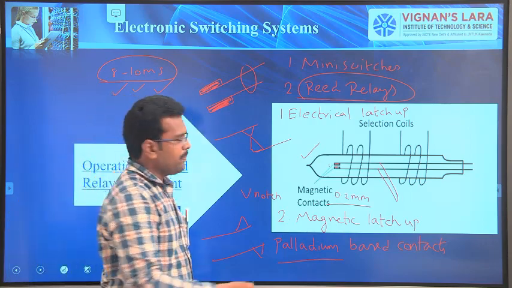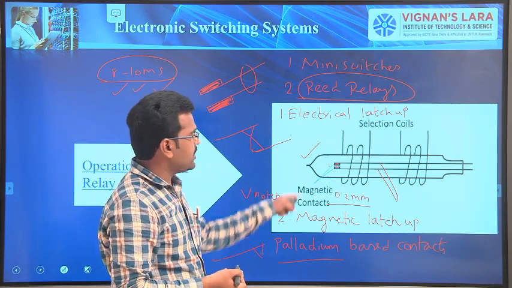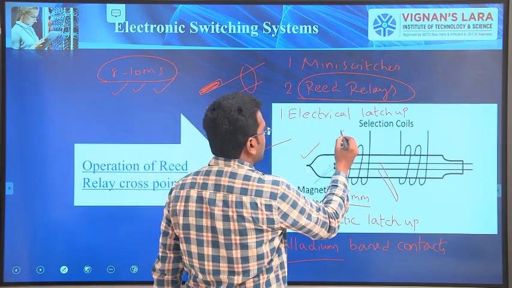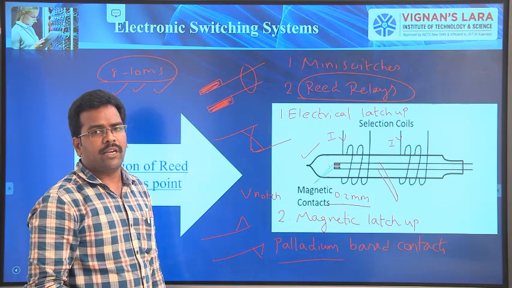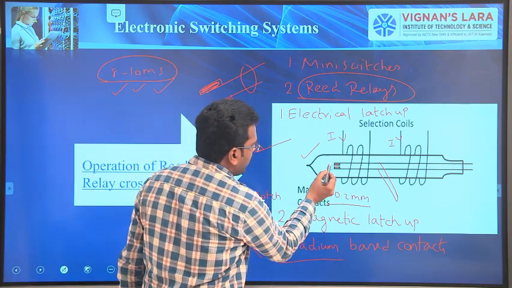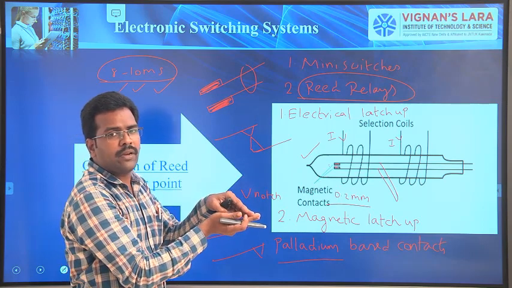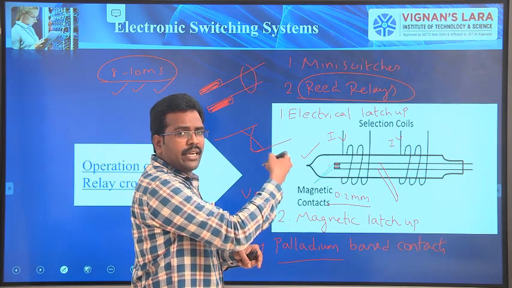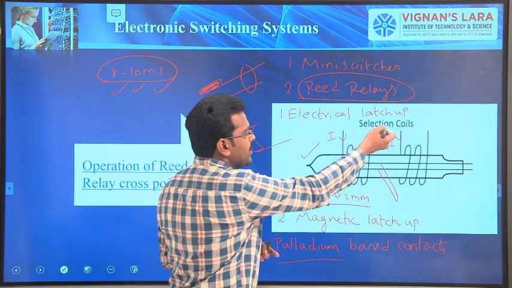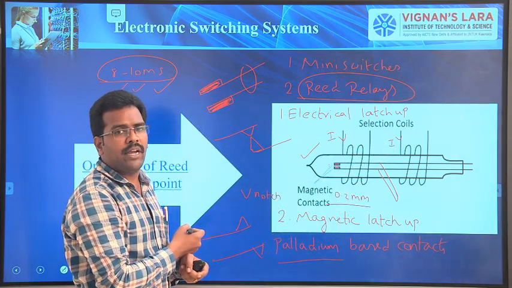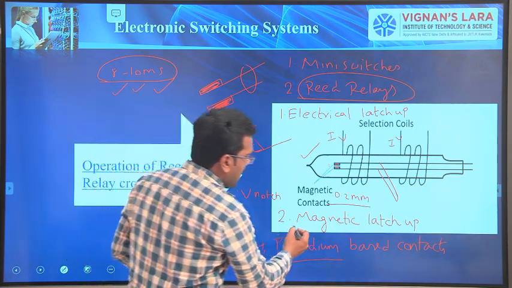In case of electrical latch-up, we are going to place two windings on this glass seal. By passing current through these coils simultaneously, we create a magnetic field. Because of this magnetic field, these two contacts come closer and create an electrical contact. In this case, the drawback is that until the connection is active, we have to supply these energizing currents. That's the main drawback in case of electrical latch-up. So to overcome this problem, we will go for a magnetic latch-up.